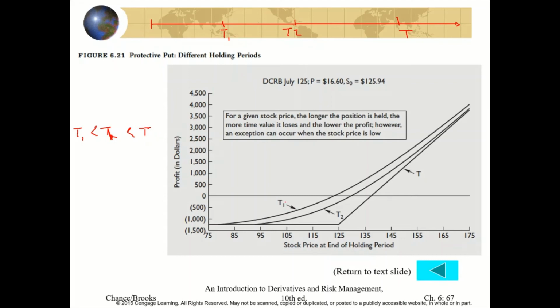It comes back to the fact that at time zero, we take a long position in the put option for the protective put. So at time T1, I'm going to sell the put option, which means I'm going to receive a higher part of the time value compared to time T2 and time T. That's why we will observe that a shorter holding period will result in a higher profit compared to keeping the position until time T2 or waiting until the option expires.